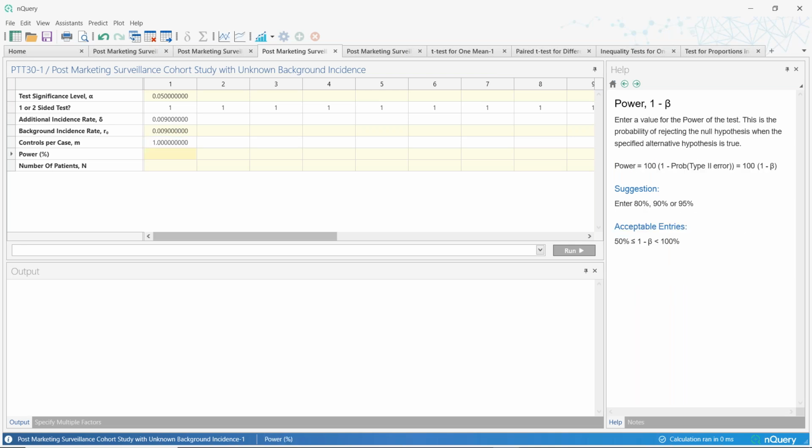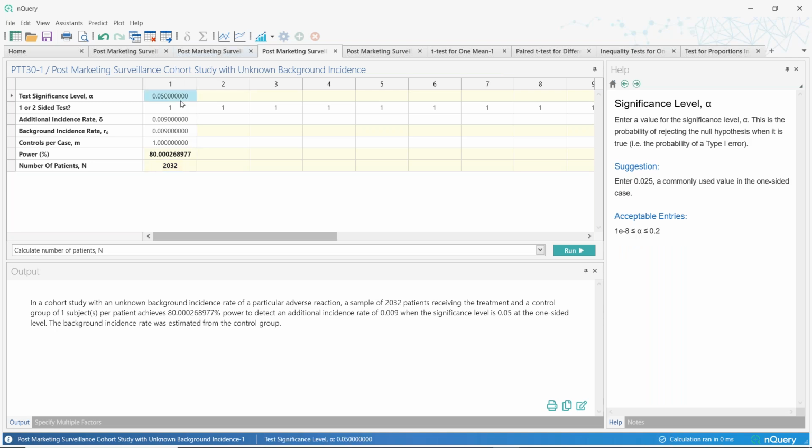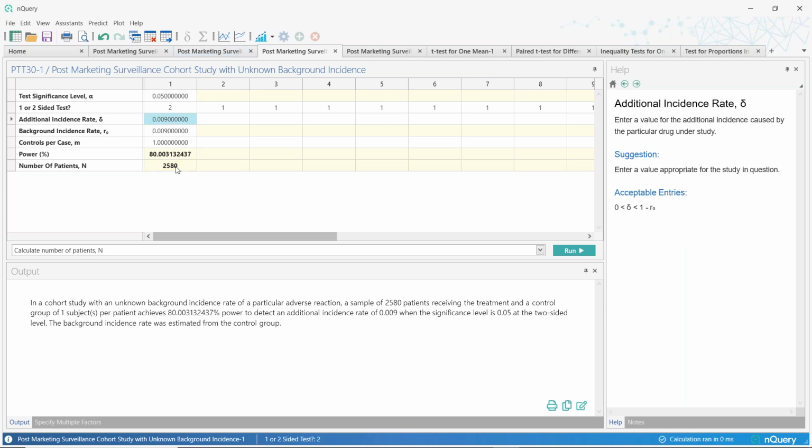So, basically the size of the therapeutic cohort and the new therapy cohort and the standard treatment is the same in this case, and we set the power to 80%. The number of patients here is 2032. Sorry, this should be two-sided. Apologies. Yeah, it should be 2580.